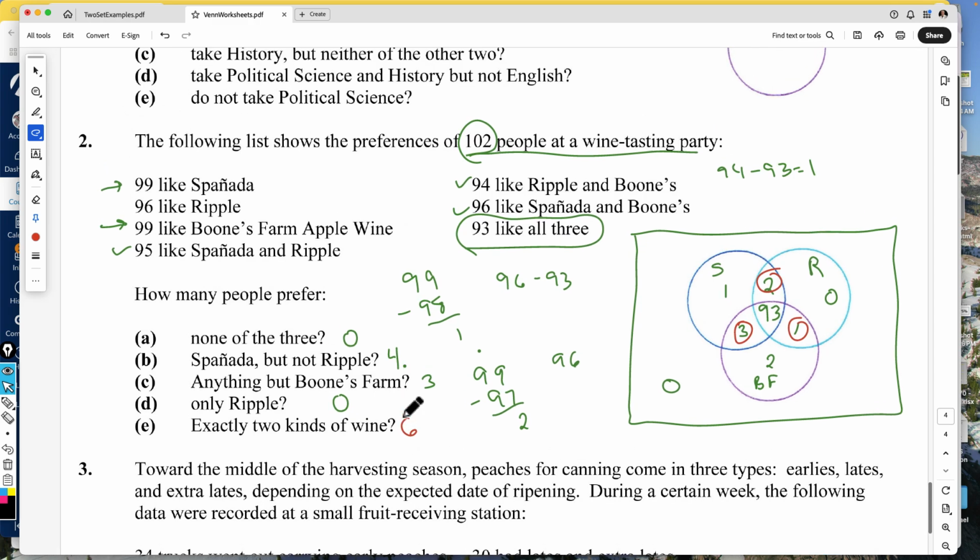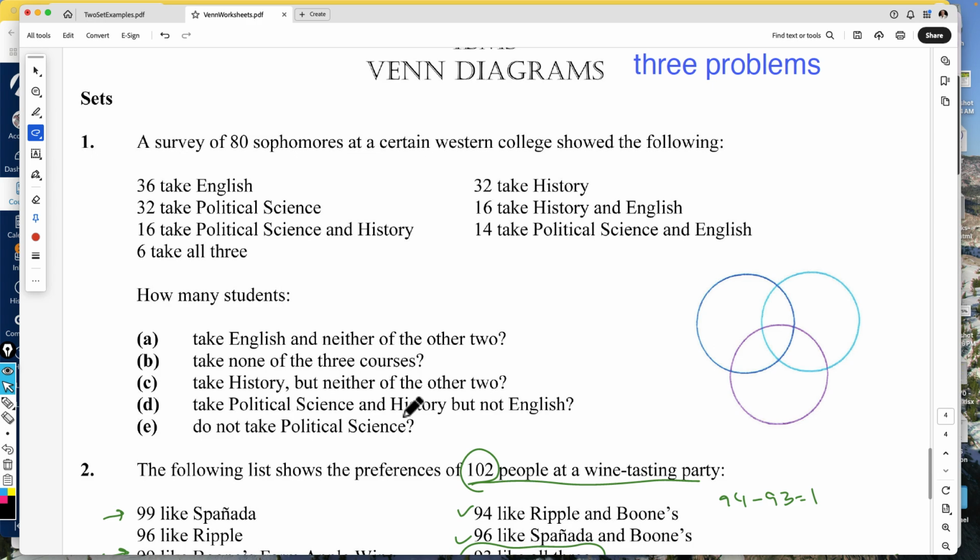You'll be able to do the same with the 80 sophomores who are taking either English, political science, or history. Same type of thing. Remember, start with the center region, those who are taking all three, and work your way out. It'll go much smoother than if you try to work from the outside in. Now you could start with that 80 and then start subtracting, but you'll be doing a lot of erasing as you go. You start from the center and do the subtraction.